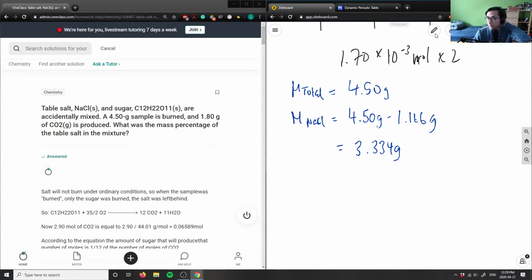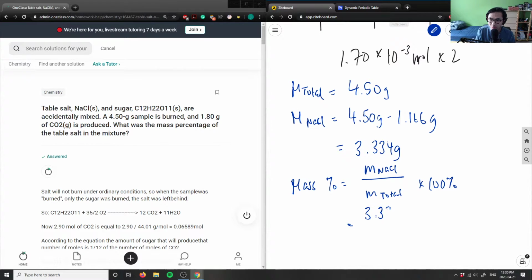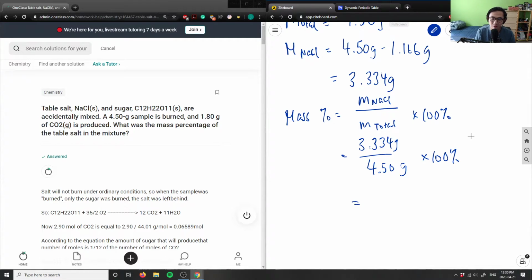And then from that, we can figure out the mass percentage, right? The mass percent equals the mass of our NaCl, our salt, over the total mass, times 100%. So this is 3.334 grams divided by the total mass, which is 4.50 grams, times 100%. And this entire thing will give us our mass percent for this problem. So this is 3.334 divided by 4.50 times 100%.